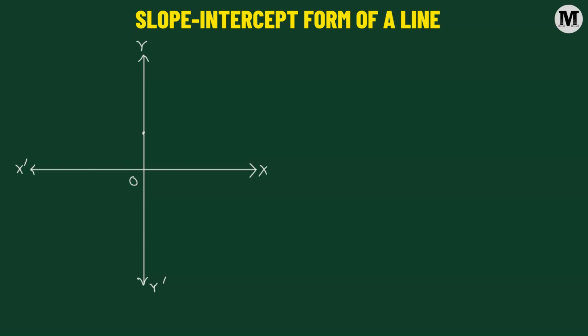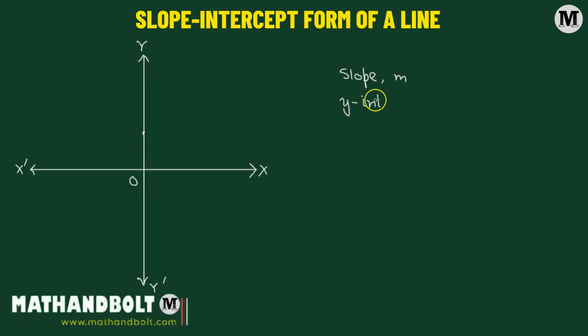Let's discuss the slope-intercept form of a line. The slope-intercept form of a line means it's a way to express the equation of a line in terms of its slope and its intercept. Now that means we are going to need two pieces of information from a line. Given the line, we will need its slope, which will be denoted by m, and we'll also need its y-intercept.